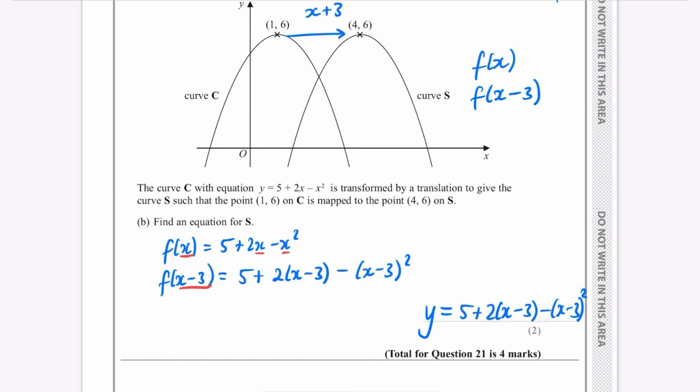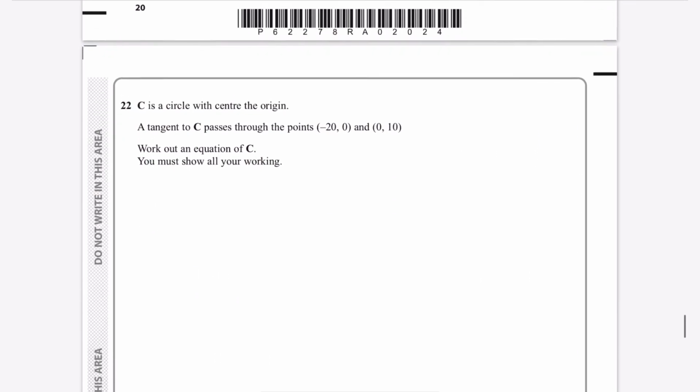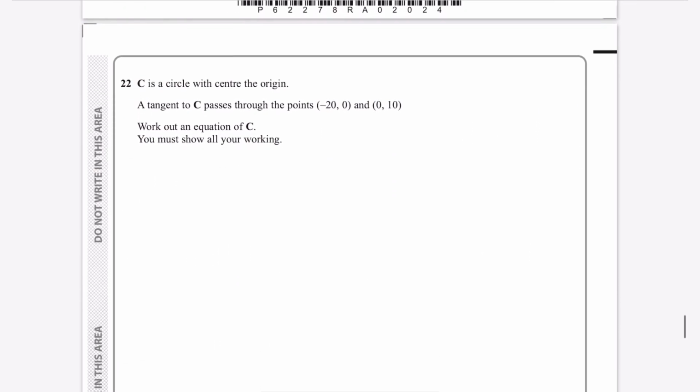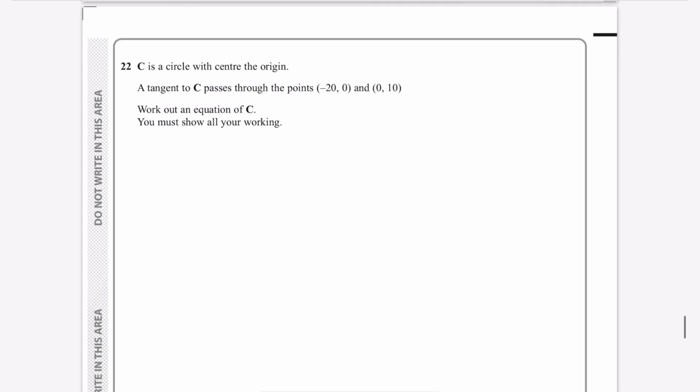Okay? We are now on to the last question, I think. Is this the last question? Yes, it is. We're going to move on to this last question, which is to do with circles. And it says that the circle C has the centre at the origin. The tangent to C passes through the points minus 20, 0 and 0, 10. Work out an equation of C. You must show all your working.